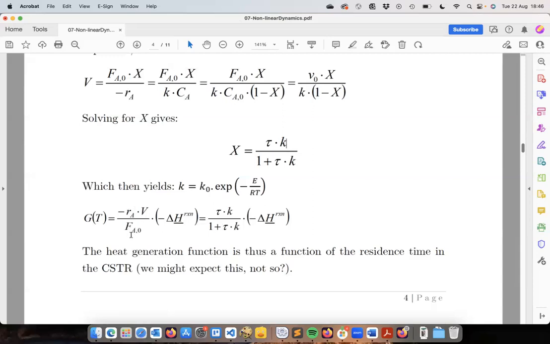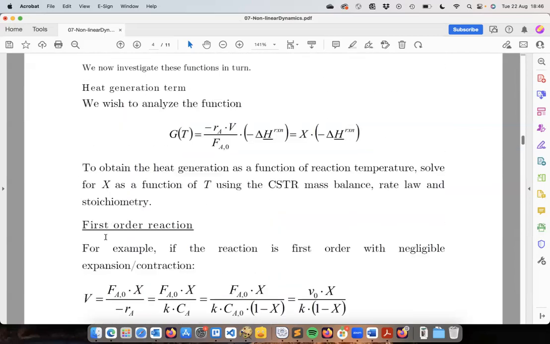We found this is equal to x, and we've shown x is equal to this. So this is now the nice temperature function that we were looking for, because these k's are temperature dependent. So we have the generation term, we have that now explicitly as a temperature function. All right, so now we have the two things we were looking for.